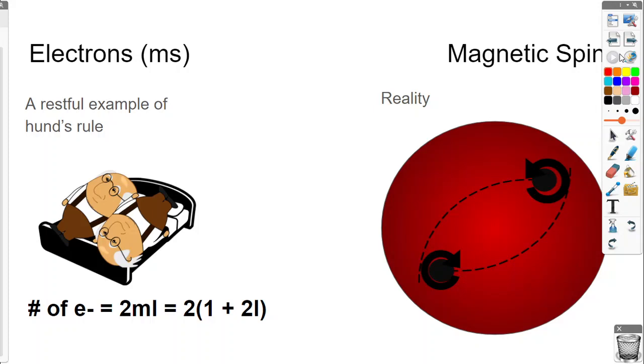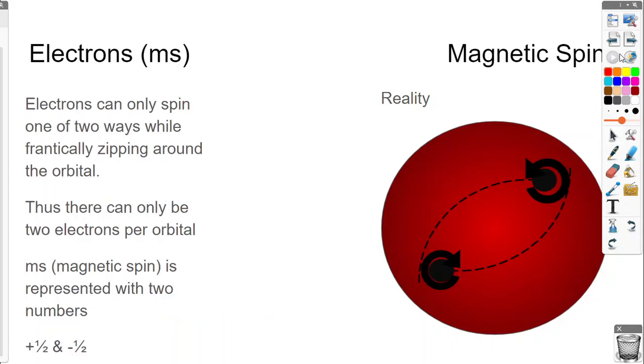But that's still not enough. They still have to exert some movement. So it turns out that they also wind up spinning as they zip around within this cloud. And so these electrons are zipping around, wind up spinning one of 2 directions. If they're spinning one way, we call it positive. If it's spinning the opposite way, we call it negative.